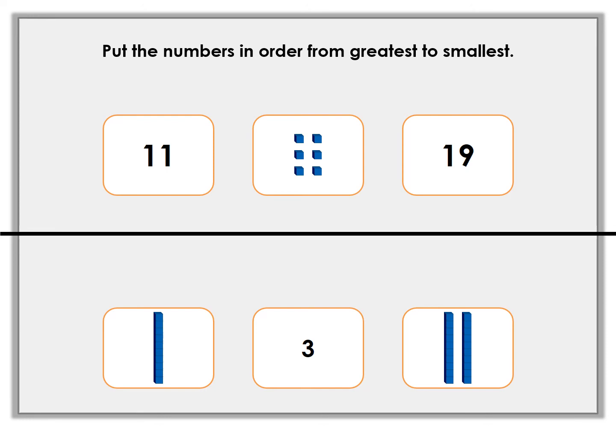Which one is our greatest number? Which one has the most? Well done, 20. Right, so 20 can go first, and then we've got 10 and we've got 3. Which number is greater, 10 or 3? If you had 10 sweets or you had 3 sweets, which one is more? Well done, 10 would be your next number, and then your smallest number is 3.